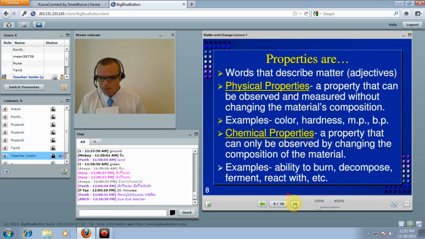Decompose, you can think about the leaves that fall from a tree onto the ground. They get wet, they start to rot, decompose. Fermentation will be used to make alcohol, for example, ethanol. Ability to react with, we all know that certain chemicals react at a different rate with each other.